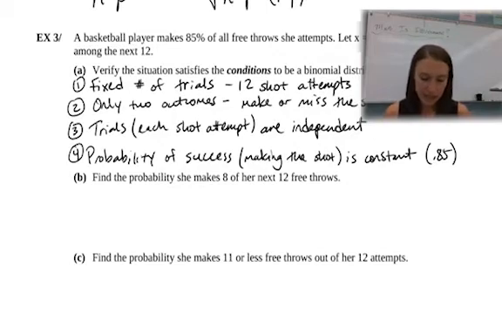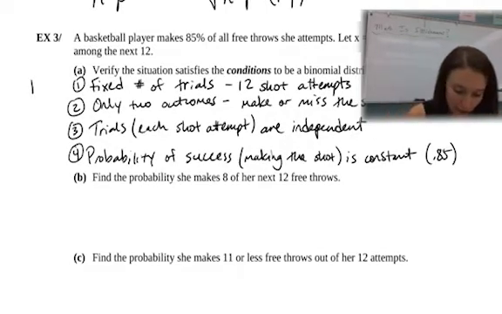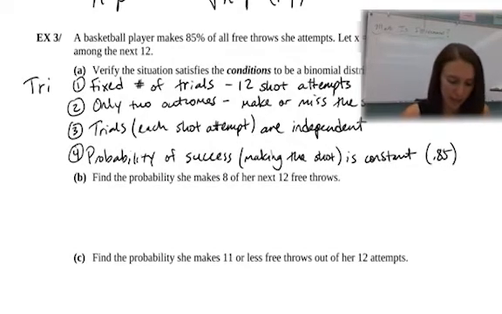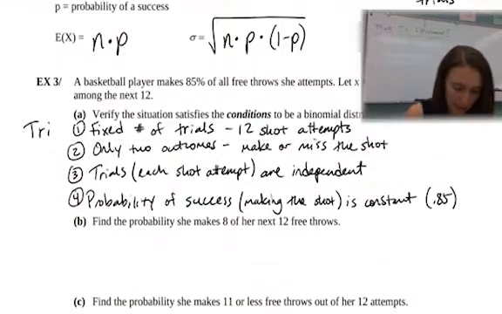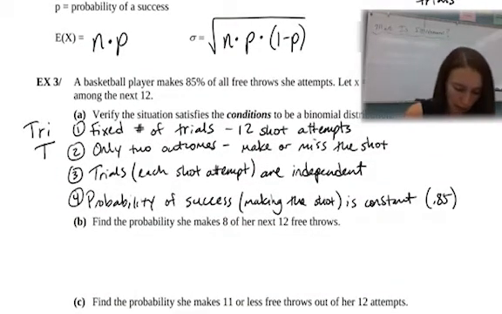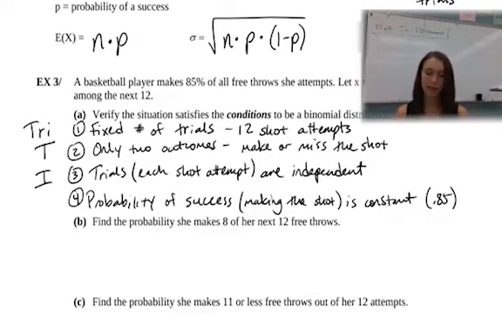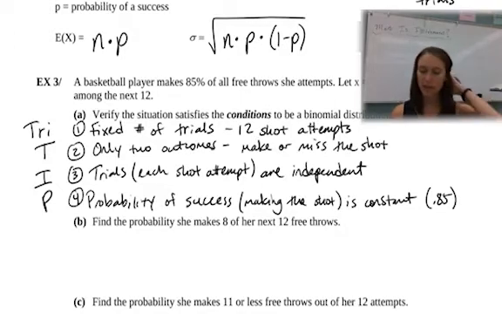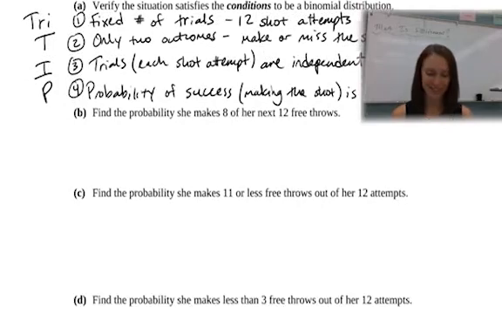All right, so we need to verify that all the conditions are met for binomial. So it's still TIPS. The only difference is that instead of the trial stopping after the first success, here we have a fixed number of trials. We have 12 shot attempts. And T for there are only 2 outcomes. We can make or miss the shot. I for trials are independent, so each shot attempt is independent. And P for the probability of success, which is making the shot, is constant at 0.85. So TIPS still holds, which is nice.